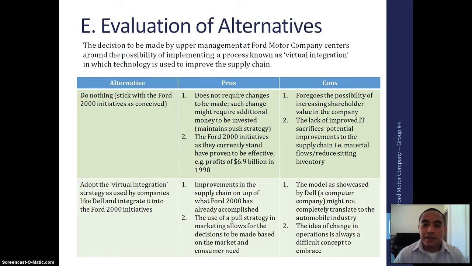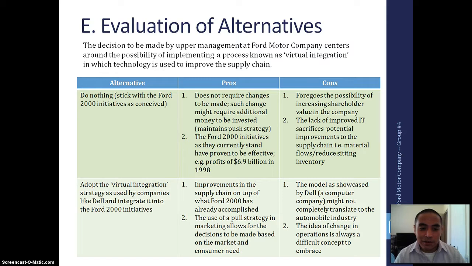The definite pro of this is that no extra money is required to implement these changes, and the Ford 2000 initiatives have already proven to be profitable. The definite con is there is an opportunity cost associated to not pursuing this virtual integration strategy. That's because they'd be foregoing any potential benefits by not taking that course of action.